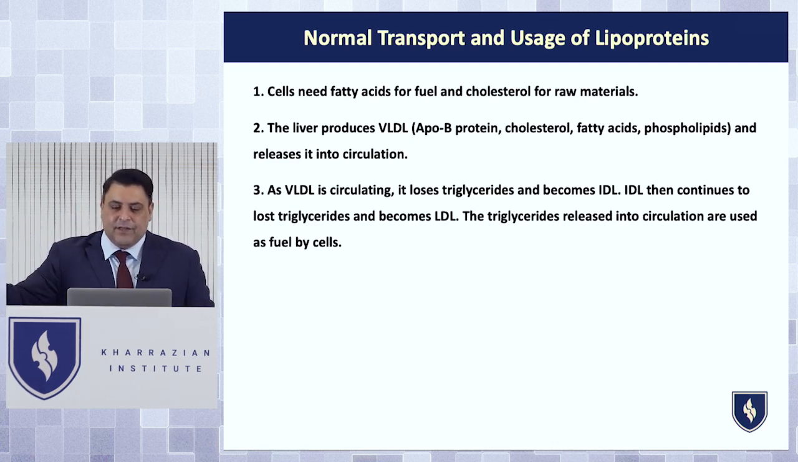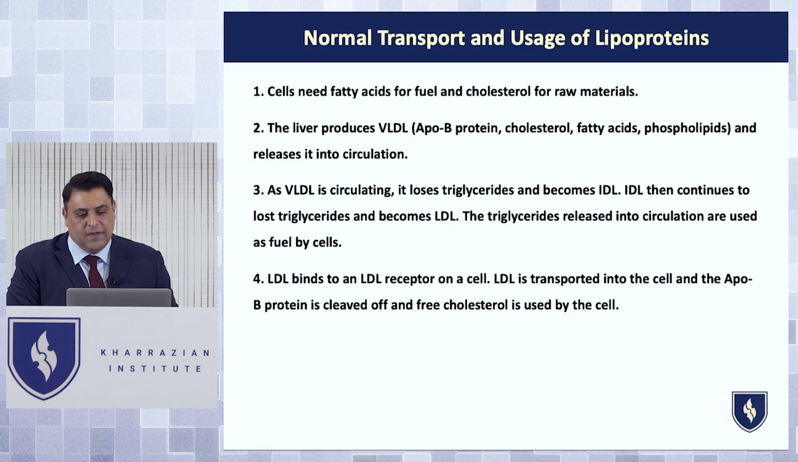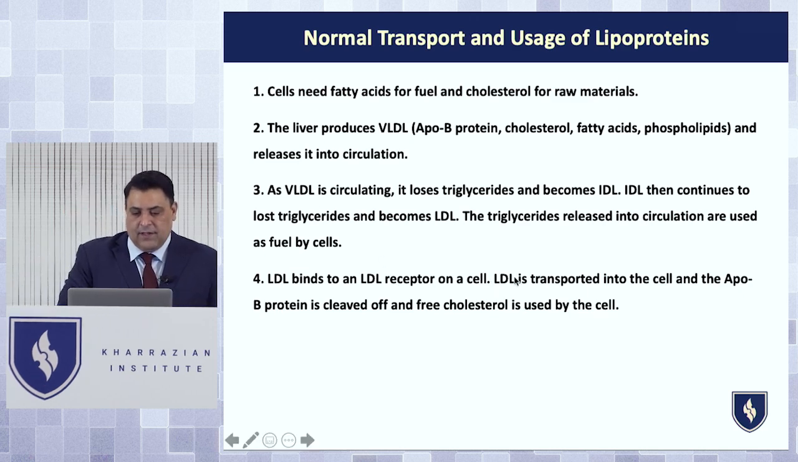So as these lipoproteins go throughout circulation, those fatty acids start falling off. Those fatty acids are then in the bloodstream and they're used by cells for fuel. And this is the normal process. And eventually the VLDL size changes, and as most of these phospholipids and fatty acids start to fall off as it goes into circulation, you get a low-density lipoprotein, and then that low-density lipoprotein can bind to an LDL receptor. The goal of the LDL binding to receptors is so it can transport cholesterol into the cell. So LDL binds to the LDL receptor on the cell. LDL is transferred into the cell, and ApoB protein is cleaved off, and free cholesterol is used for the cell.